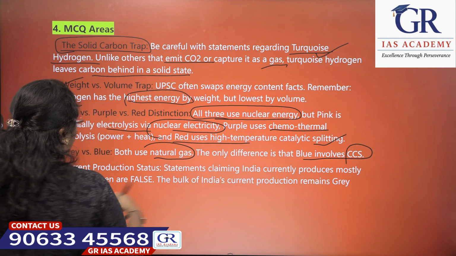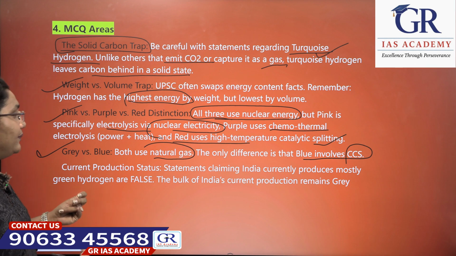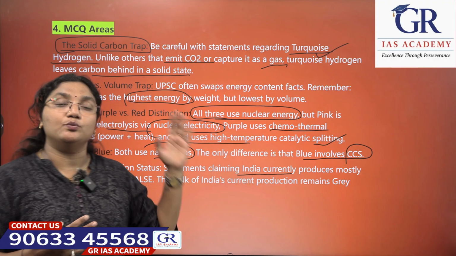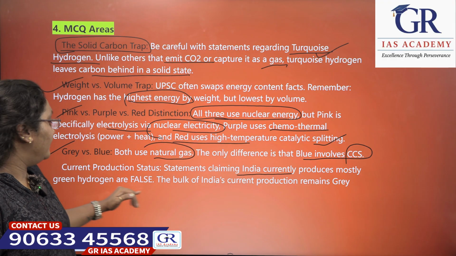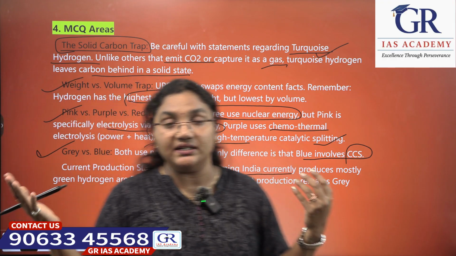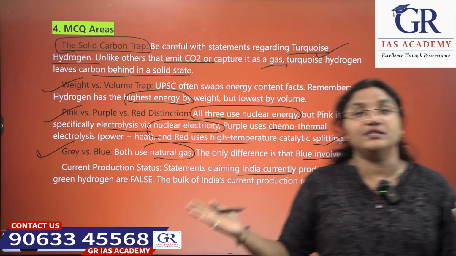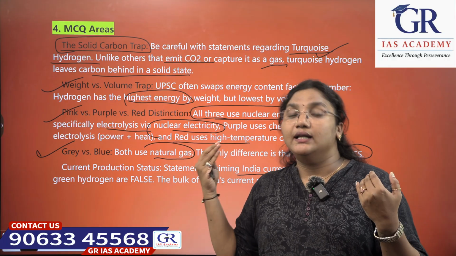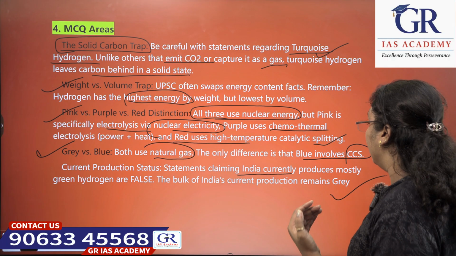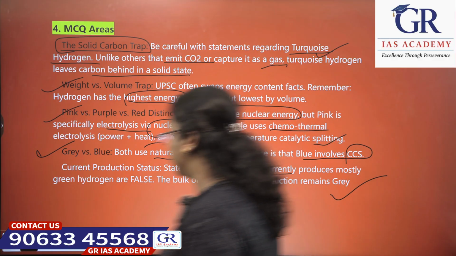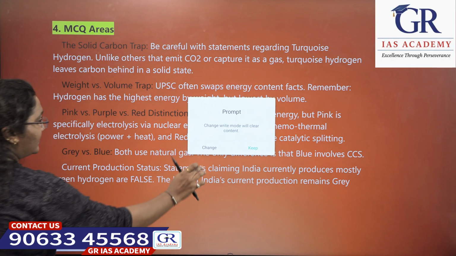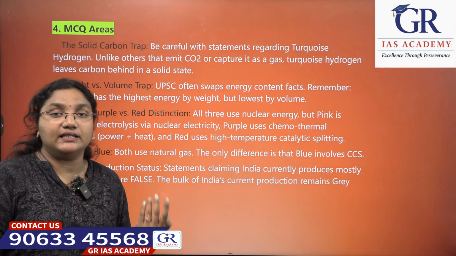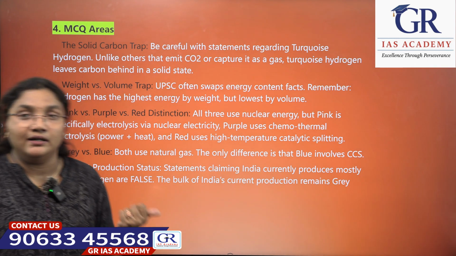Okay, next. What is the current production status? When we see the current production statements in India, a statement claiming India currently produces mostly green hydrogen is false. No, India is not producing green hydrogen as of now. It is concentrated more on grey hydrogen. Okay, so this has to be noted. Commonly we will say green hydrogen is being produced mostly in India. No, green hydrogen is not being produced mostly. It is grey hydrogen which is being produced mostly in India.